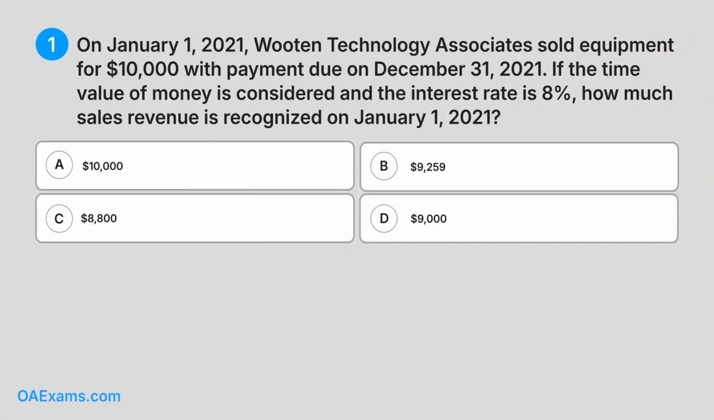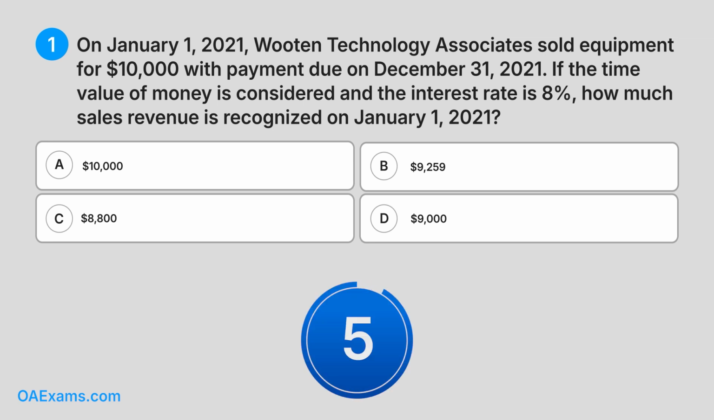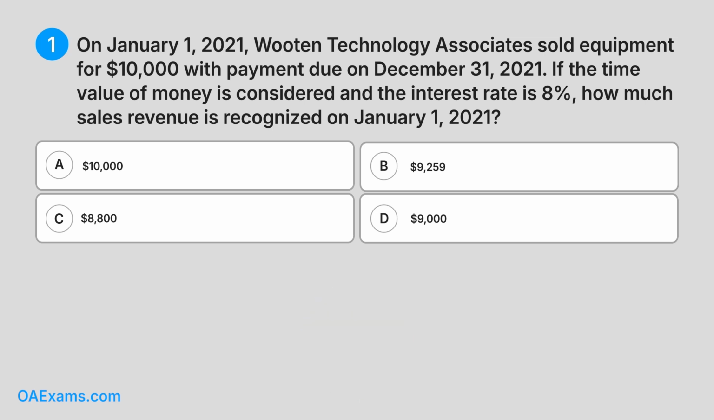1. On January 1st, 2021, Wootton Technology Associates sold equipment for $10,000, with payment due on December 31st, 2021. If the time value of money is considered and the interest rate is 8%, how much sales revenue is recognized on January 1st, 2021? A. $10,000. B. $9,259. C. $8,800. D. $9,000. What do you think is the answer? Correct answer: B.